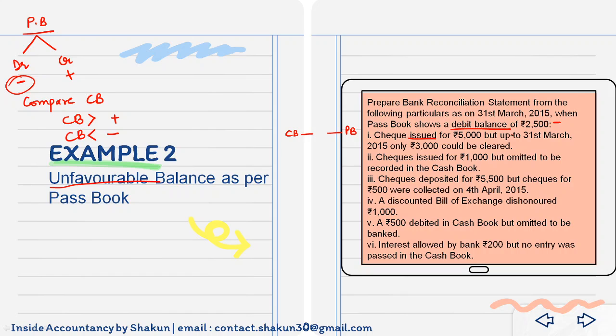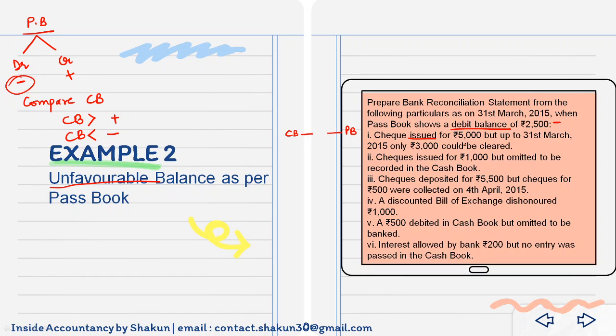Checks have been issued for 5,000 up to 31st March 2015. So the cash book got reduced by rupees 5,000, but only 3,000 could be cleared. That means only 3,000 were reduced from the passbook. So we are not concerned about the amount of checks that have been presented or those which have been cleared.